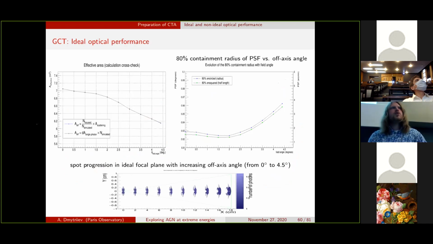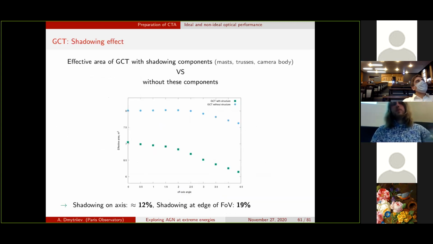So using the ray tracing code, I deduced the ideal optical performance of both the prototype and GCT. These are the curves for GCT showing effective area versus off-axis angle, and the 80% containment radius for the ideal PSF, which is around 1.5 arc minutes. And this is the spot progression in the ideal focal plane.